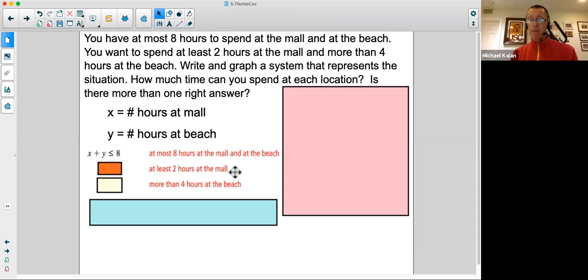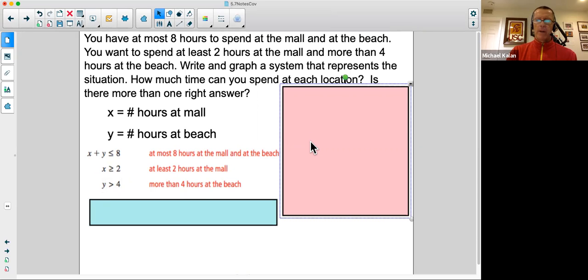At least 2 hours at the mall. Mall's what? It's X, right? So at least would be 2 or more. So X is greater than or equal to 2. And more than 4 hours at the beach. Beach was Y. More than, so it's just gonna be a greater than 4. Okay. So then if you went over here and you graphed them, so go do that.